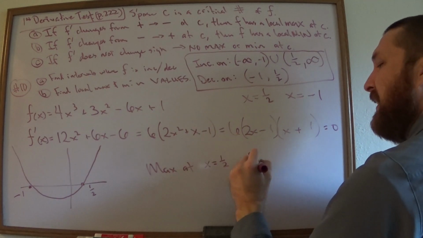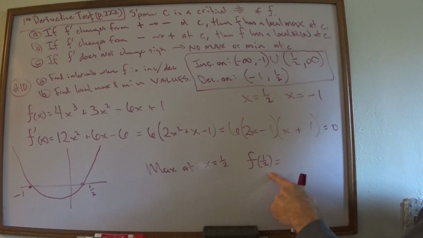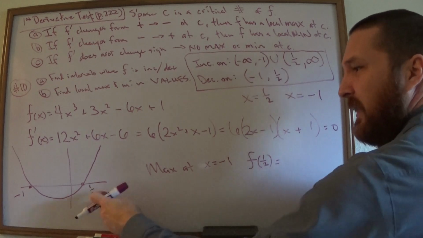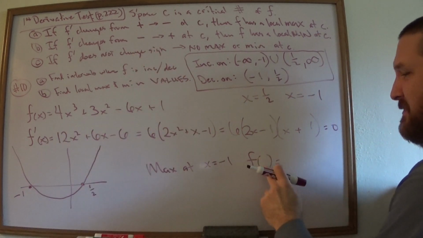And then we find the max value by plugging in -1. f of 1/2. Max is x equals -1, right? Yeah, that's the one on the left. Thank you. I was like, well, half is smaller than 1, so it's the one on the left. Thank you for catching that.